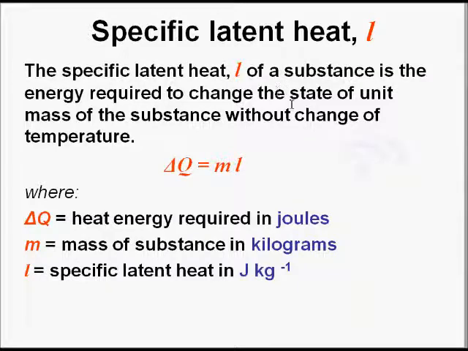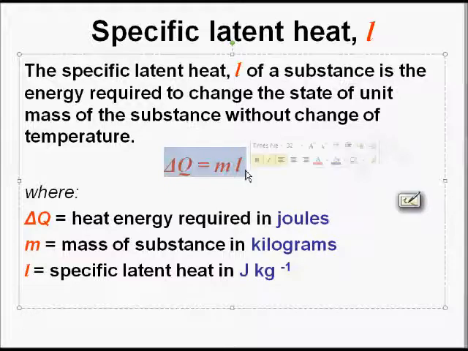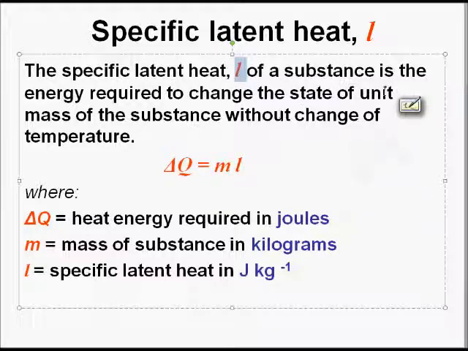Specific latent heat. During that process, the latent heat, L, of a substance is the energy required to change the state of a unit mass, so that's 1 kilogram again, of the substance without a change in temperature. So how much energy is required to take a certain amount of that substance multiplied by the latent heat, and you use this calculation in questions. So really it's quite a straightforward concept, and you just will need to apply this to some questions and work out what's going on.